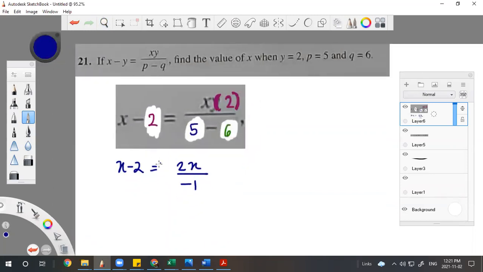Okay, and then ini kan fraction nih. Aduh, gimana nih caranya? Ya udah, what you do, cross multiplication. If you want to do the cross multiplication, make sure that both sides are in a fraction form. Okay, you put over 1. Kalau nggak ada ya over 1 itu udah paling gampang. That's the easiest way to make both parts a fraction. You multiply this, you multiply this. This is cross multiplication.